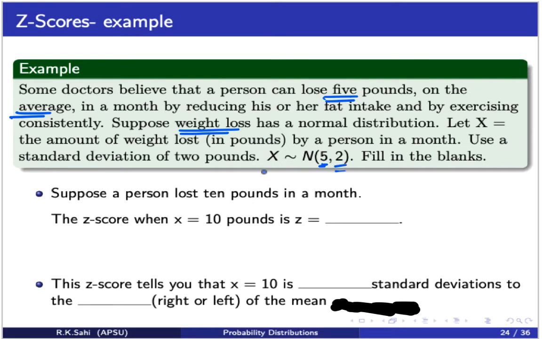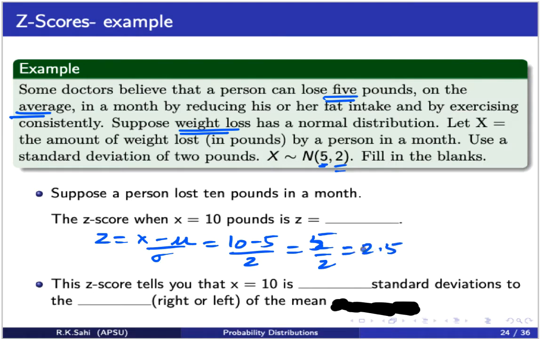If X has a normal distribution with mean 5 and standard deviation 2, what is the Z-score when X is 10? Z is X minus mu over sigma. My X is 10, my mu is 5, sigma is 2. What do we get? 5 over 2, which is 2.5. So the Z-score which corresponds to 10 is simply 2.5.